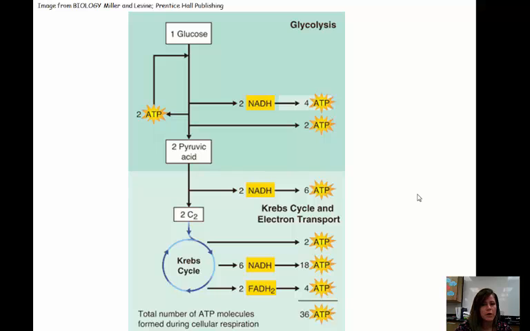So again, this is just a breakdown of how much ATP is made in each cycle. You can see that for 1 glucose molecule, we have to spend 2 ATP to get a total of 4 ATP out of it. So you're making a net gain of 2 ATP and 2 NADH. That pyruvic acid then goes into the Krebs cycle, and when it goes into the Krebs cycle, we produce a net gain of 2 ATP, and then in the electron transport, we produce the 32 other ATP to make a total of 36 ATP.